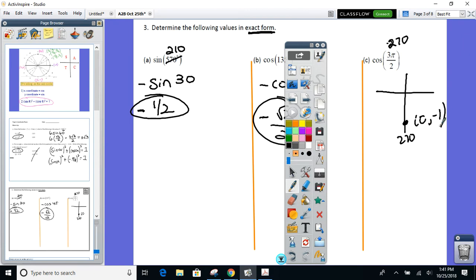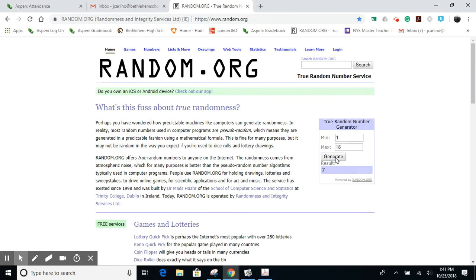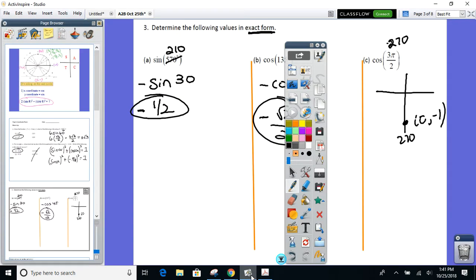Which one do I want if I'm finding cosine? Oh, okay. Sorry. Showing off now. X coordinate. Yep. So that's just equal to 0.